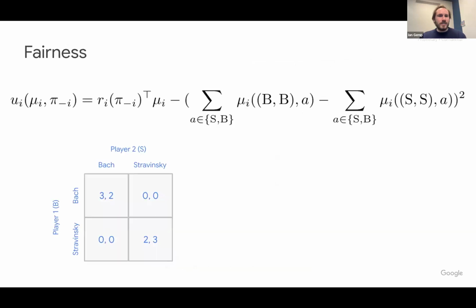I think this is not the last one, but I want to try to move through. So in this case, we took the Bach-Stravinsky game. We turned it into an iterated version of it where the state was the previous joint action. And the utility is to maximize your long-term reward, but then you get penalized if you both end up going to Bach more often than you go to Stravinsky, or vice versa.